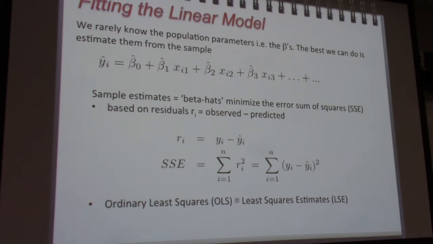And in the linear model, we do that by minimizing what's called the error sum of squares. So each observation has a residual, which is just the difference between the actual value of y and the predicted value of y. So y minus y hat. We square those residuals, we add them up, we get our error sum of squares. The ordinary least squares procedure, which is also known as the LSE, or the least squares estimation procedure, chooses the beta hats that make this as small as possible.